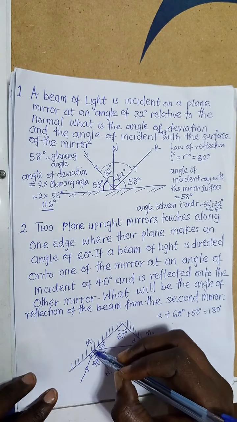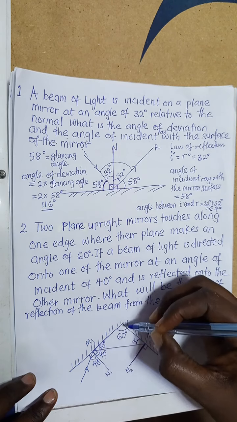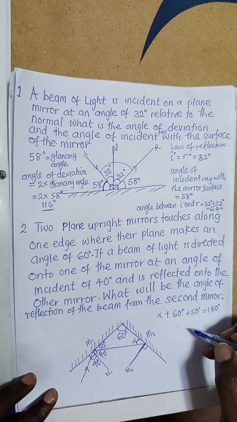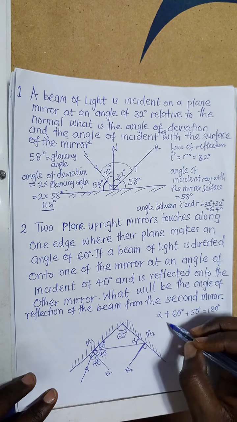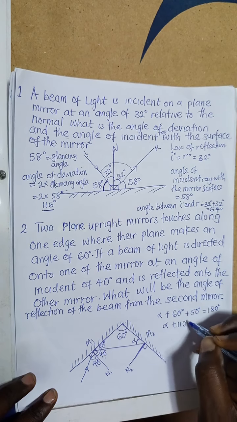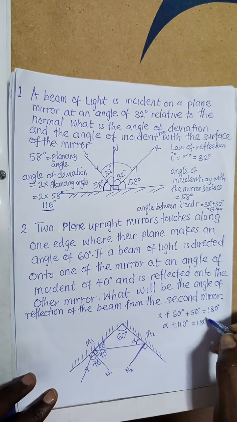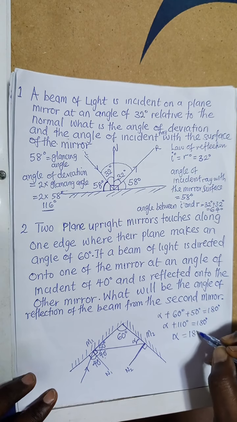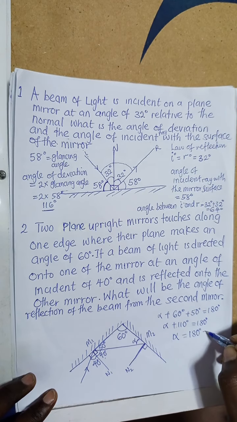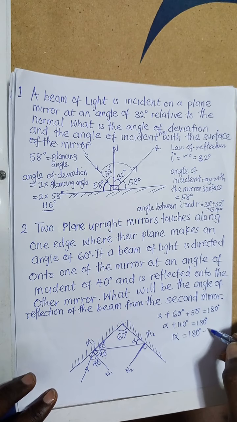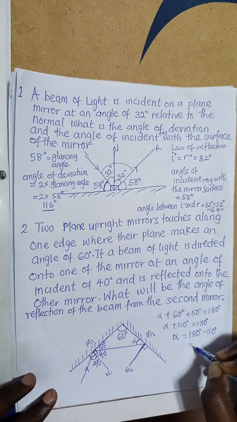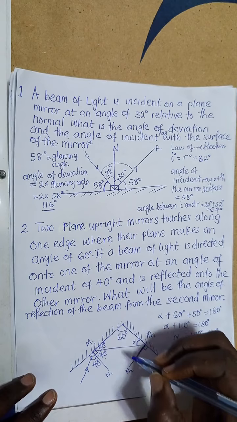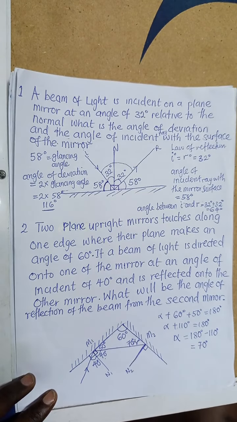Don't forget, this place like this is a triangle. And since it's a triangle, the sum of angles in that triangle is 180. So alpha plus 110 equals 180 degrees. Therefore, alpha equals 180 degrees minus 110. So that will give us 70 degrees. So here is 70 degrees.